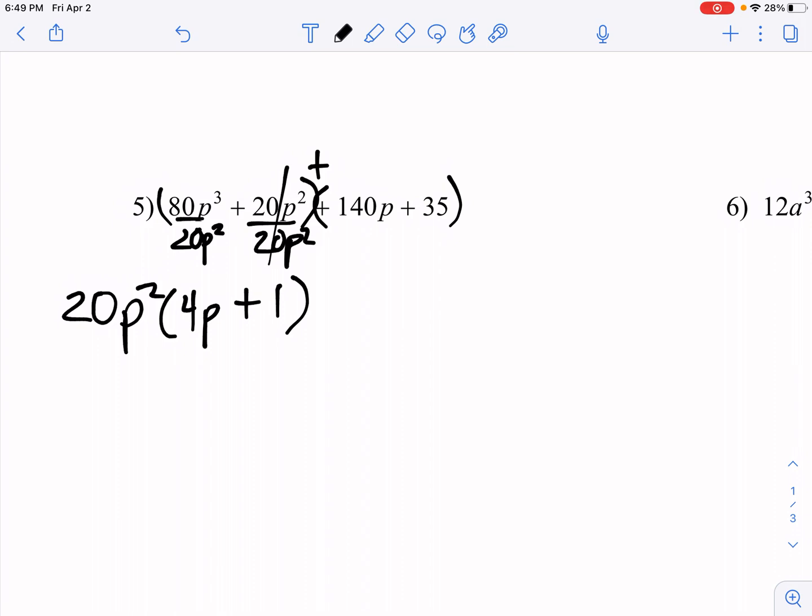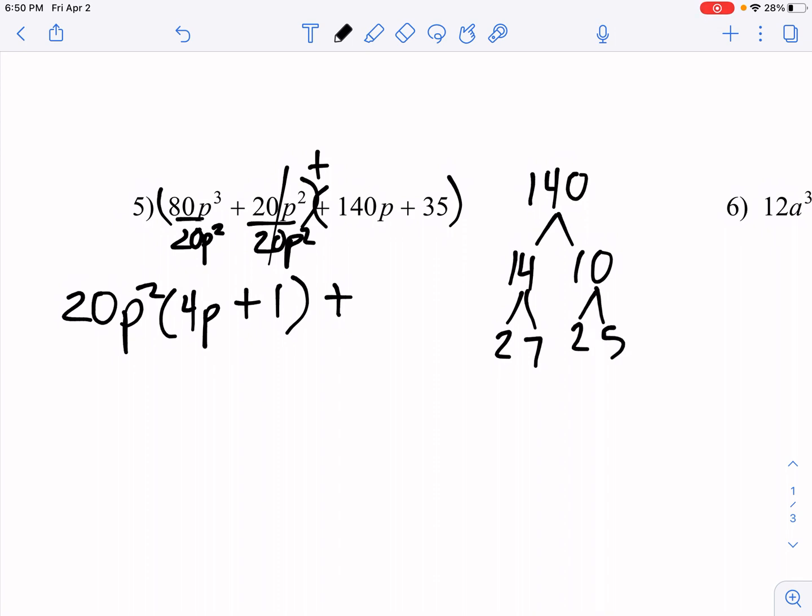Then in the second one, since they're both positives, we're going to keep that positive here, and we're going to factor out what goes into 140 and 35, okay? Now, if you're not sure, you could come over here and try to make a factor tree, okay? For instance, I could say, well, 14 and 10 goes into it, and then 2 and 7, and then 2 and 5. Well, I'd have 2 times 2 times 7 times 5. That would be the primes.